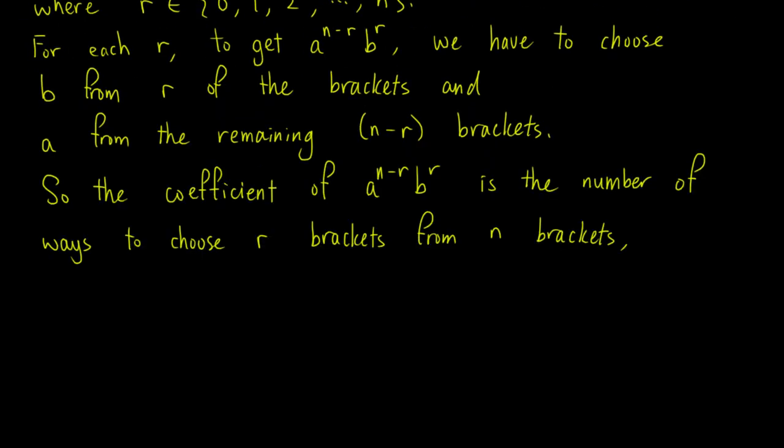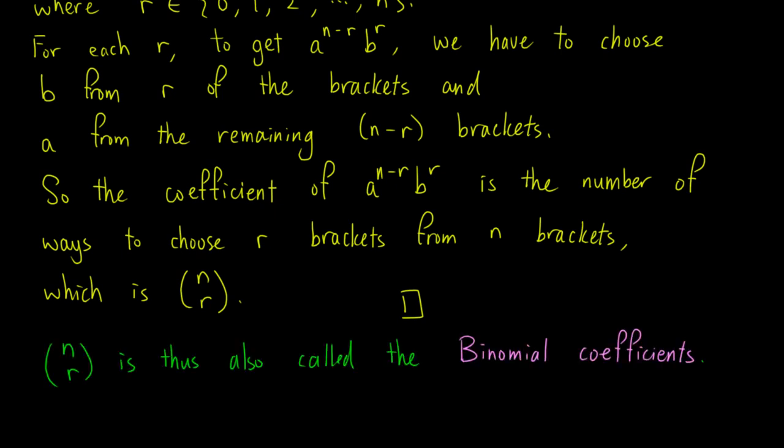So the coefficient of a^(n-r) times b^r is the number of ways of choosing r brackets from n brackets, which is n choose r. And this completes the proof. As a result, n choose r is also called the binomial coefficients, since they appear as the coefficients of a binomial expansion.